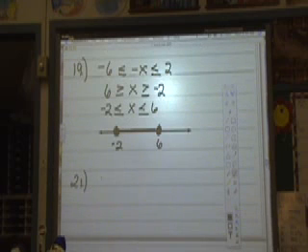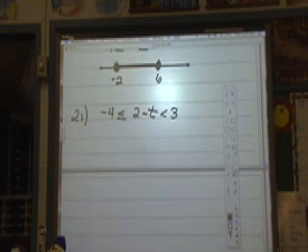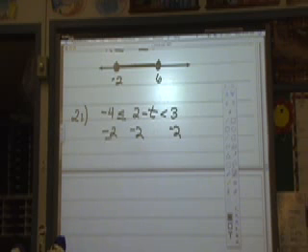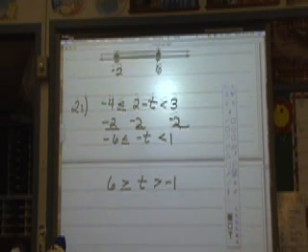21. You have to subtract 2 from both sides. It would be -6 is less than or equal to -2x is less than 1. And then you have to multiply by -1. So it would be 6 is greater than or equal to 2x is greater than -1. And then turn it around so we can graph it.